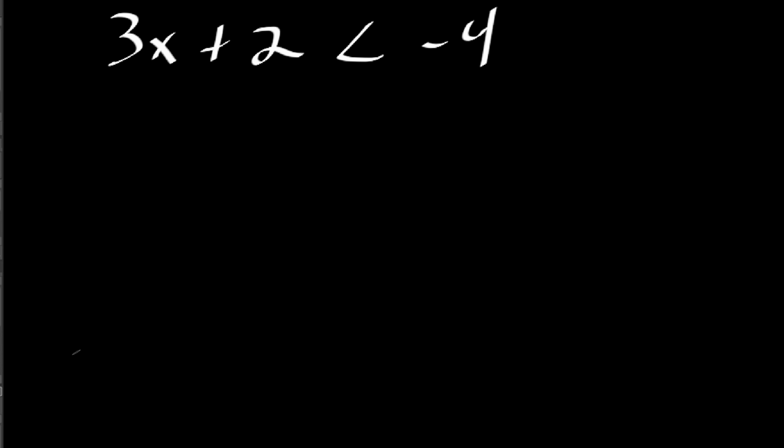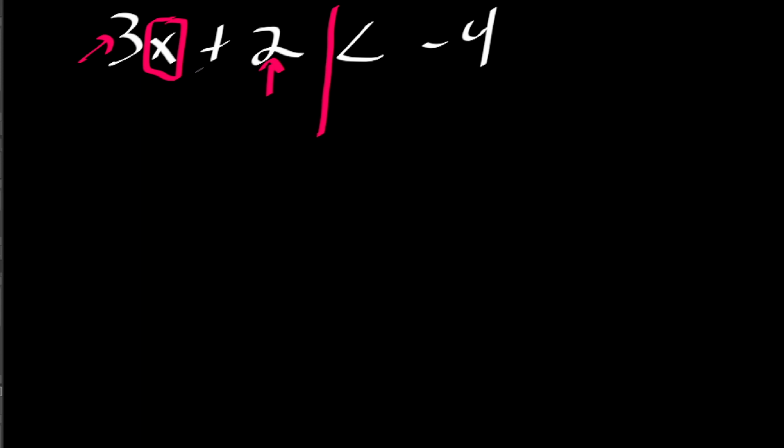Let's start with the first one: 3x plus 2, and now, instead of equals, we have less than -4. Our goal is still to get x on one side by itself. Draw a line down the inequality, so there's the left side and the right side. We want to isolate x, so two things need to go: the 3 and the 2.